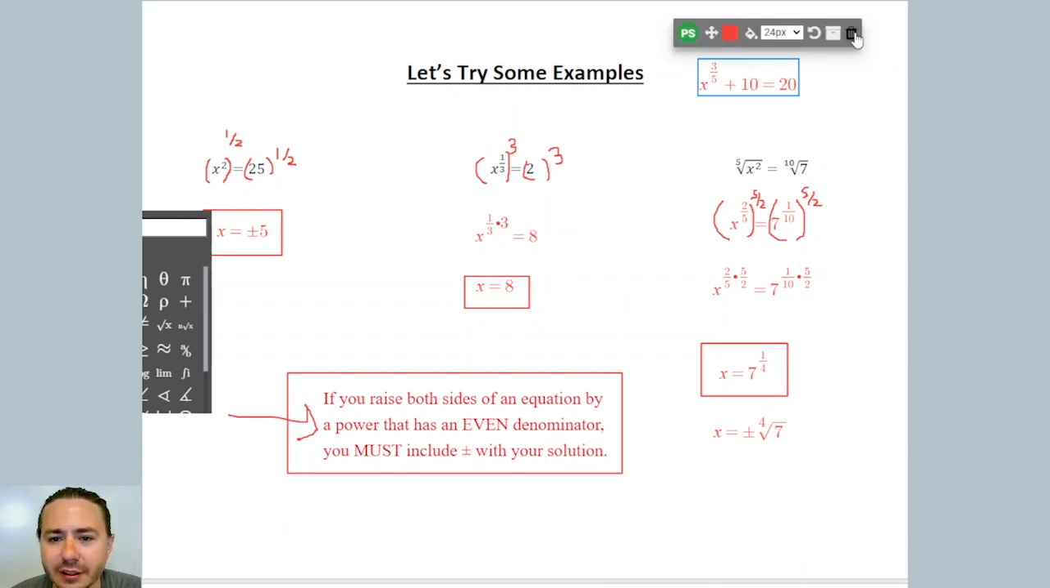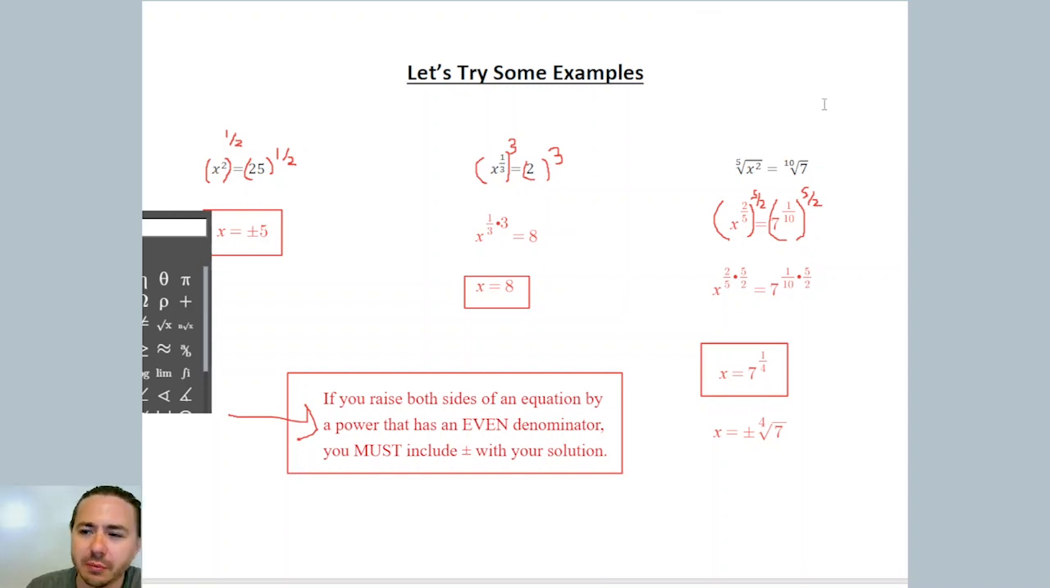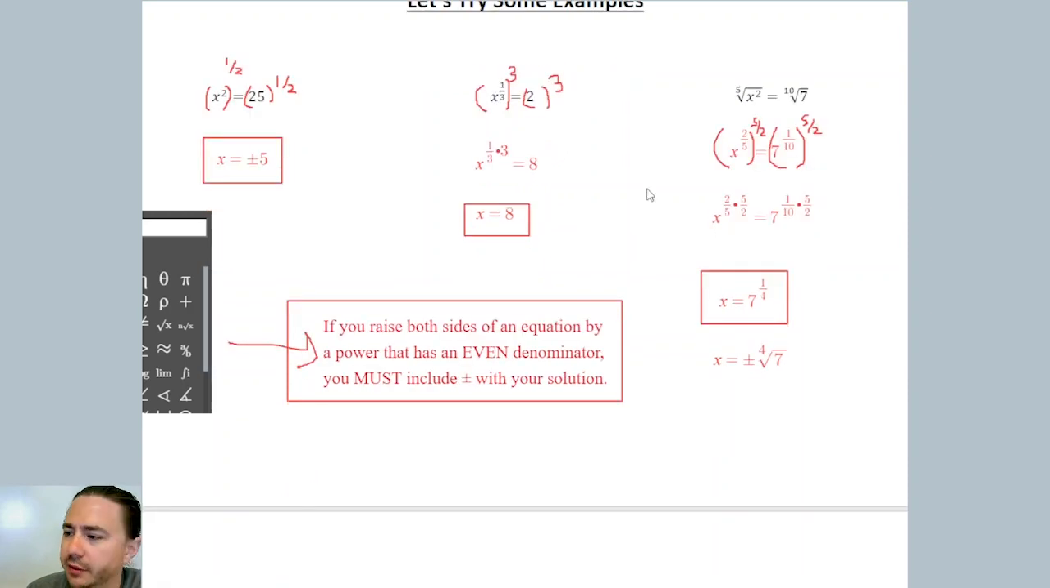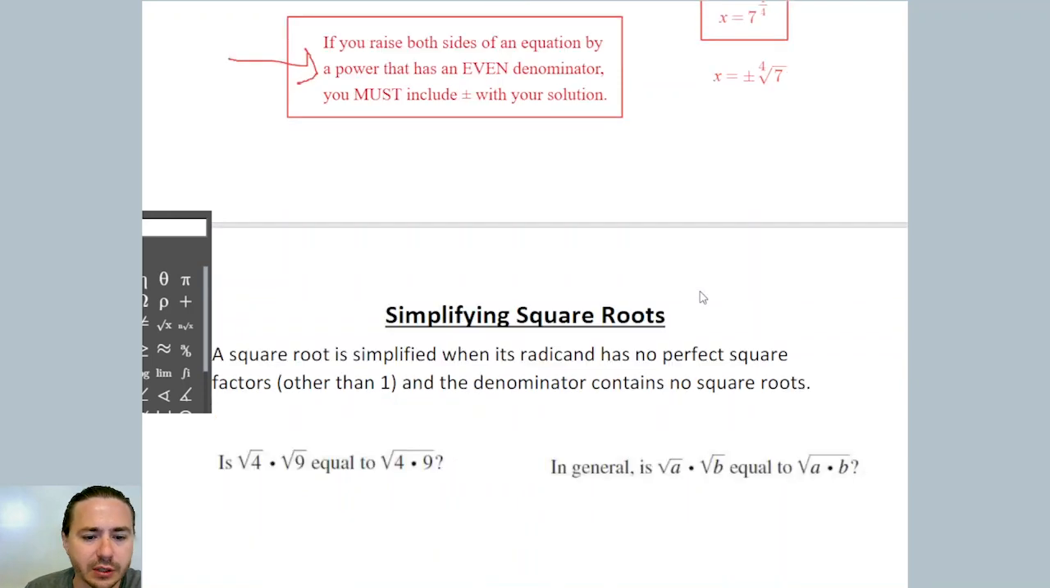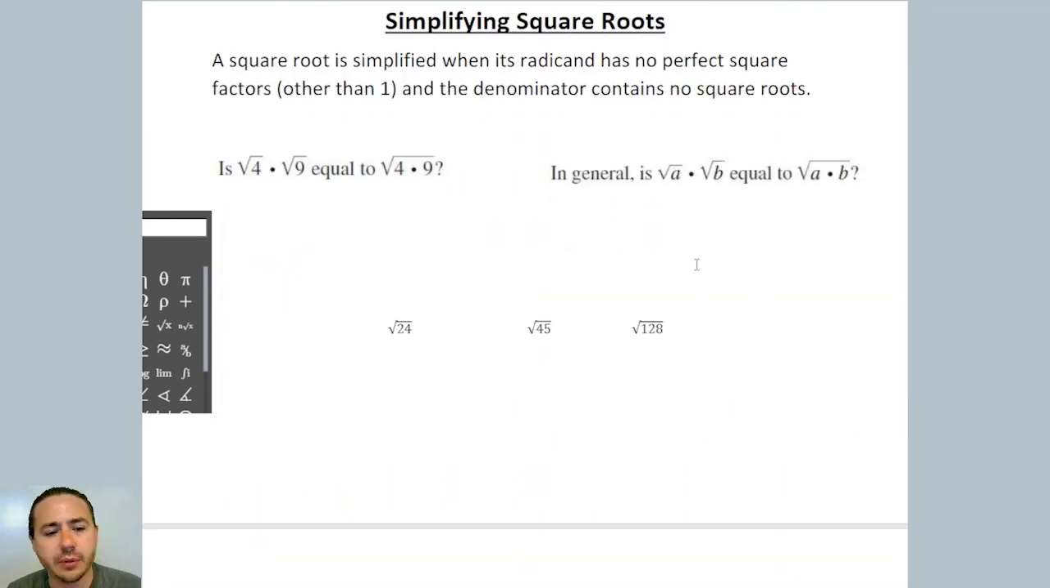There are some other challenging problems on the homework. We could talk about those in class, but I encourage you to give it your best shot. So let's talk now about square roots. We're going to shift gears a little bit. What I want you to know how to do is to simplify a square root properly.